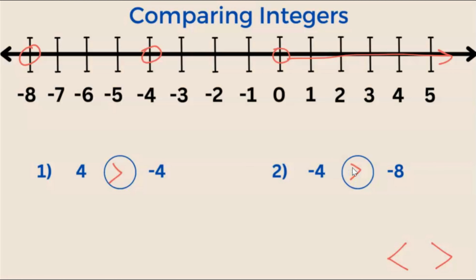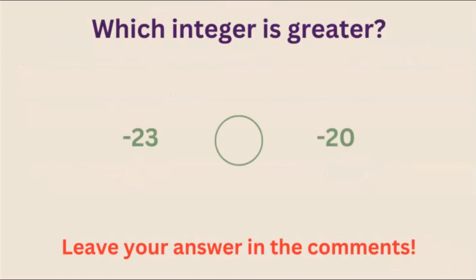So what you want to keep in mind is when you look at numbers on a number line, the number that is to the right is always going to be the greater number. Now that we've been through a couple of examples, I want you to try this one on your own. Which integer is greater, negative 23 or negative 20? Leave your answer in the comments.